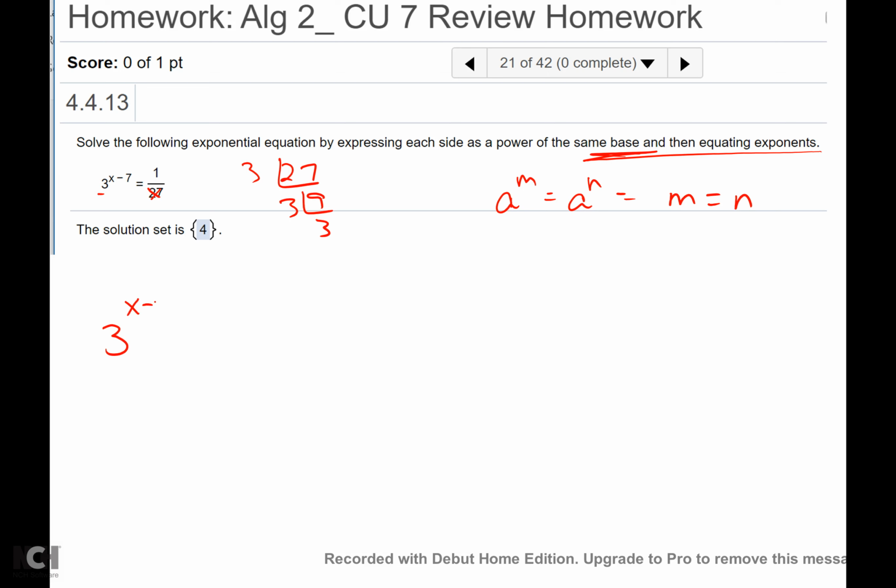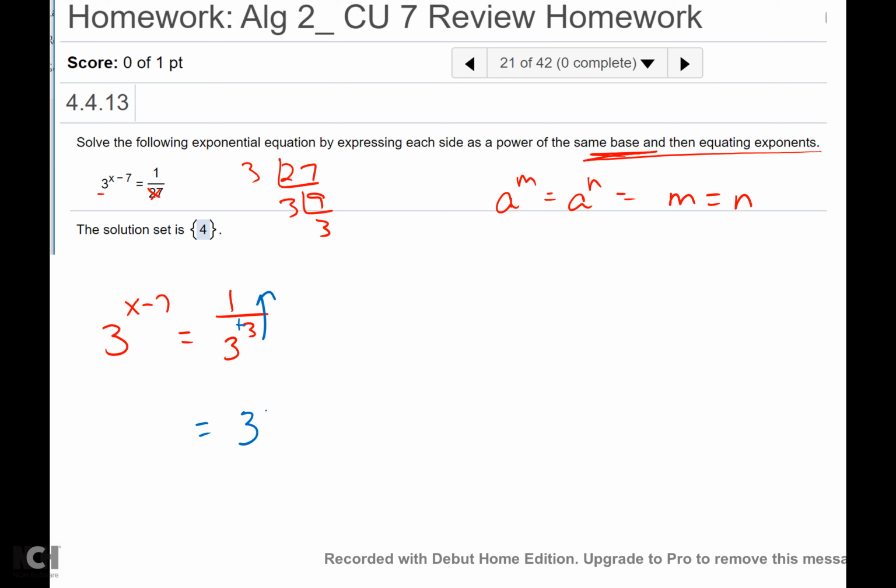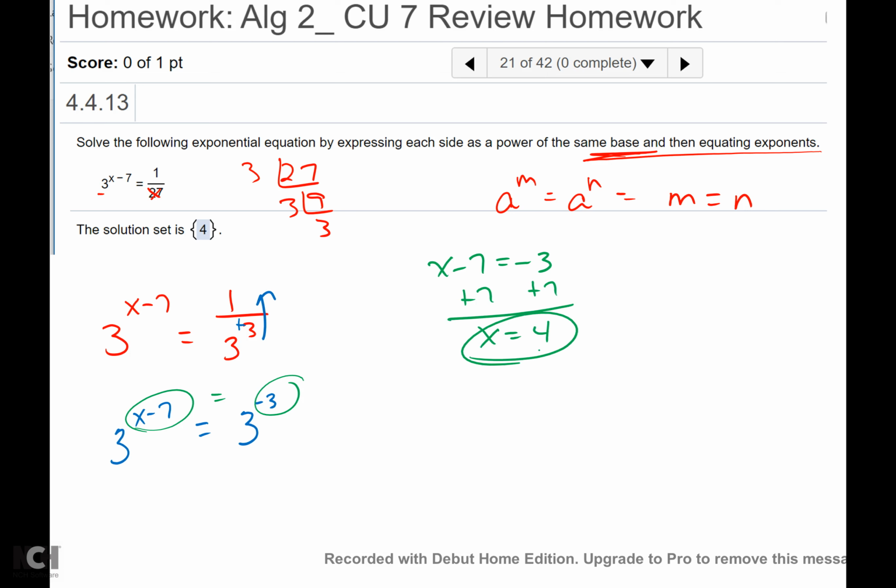So I have 3 to the x minus 7 equals 1 over 3 cubed. And if I can move it upstairs, my bases will match. I can move it upstairs, which turns my positive 3 into a negative 3. And now that my bases match, I can write an equation with the exponents, which says x minus 7 equals negative 3. So add 7, and x equals 4. Yeah?